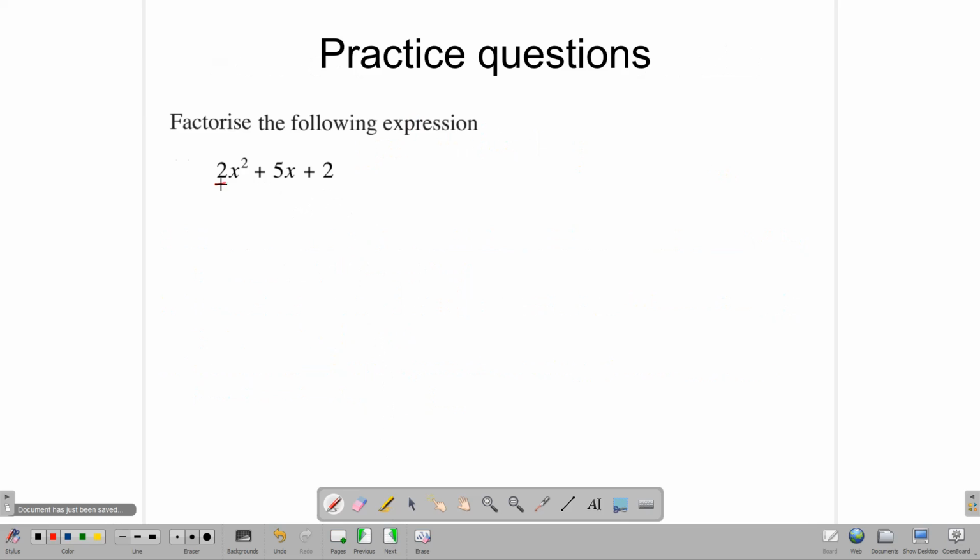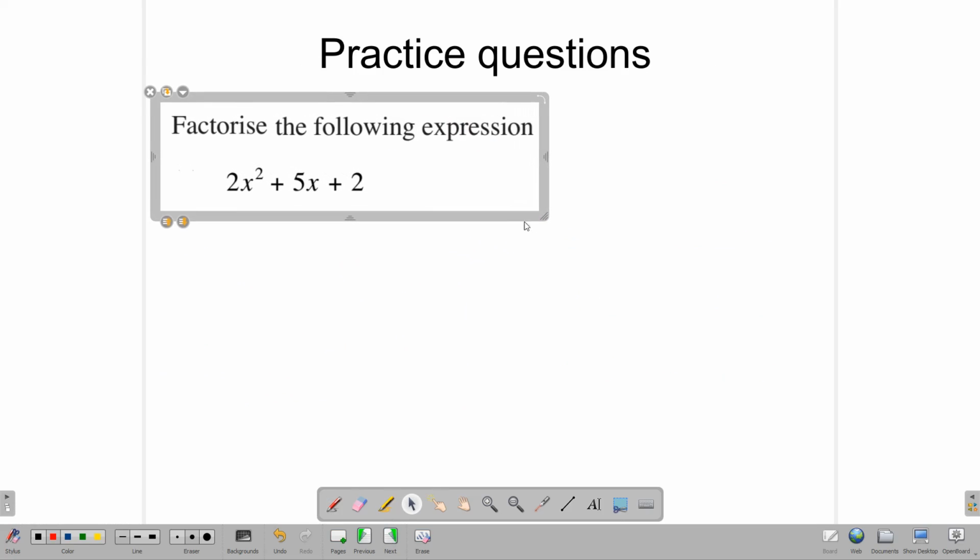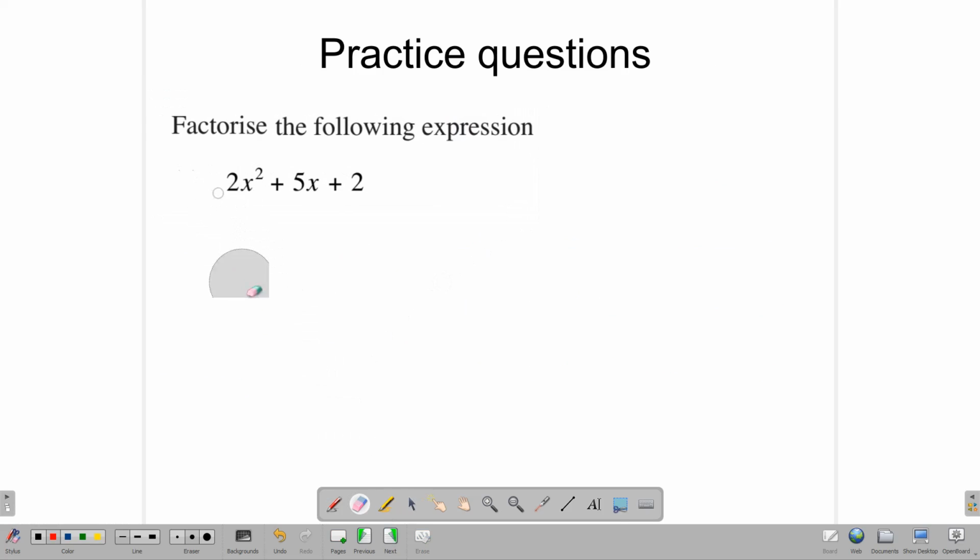Now this is our A here. I should make this a little bigger. Here we go. So here we have ax squared plus bx plus c. Let me just write it above it: ax squared plus bx plus c. So you see that your a is 2 and your c is also 2.